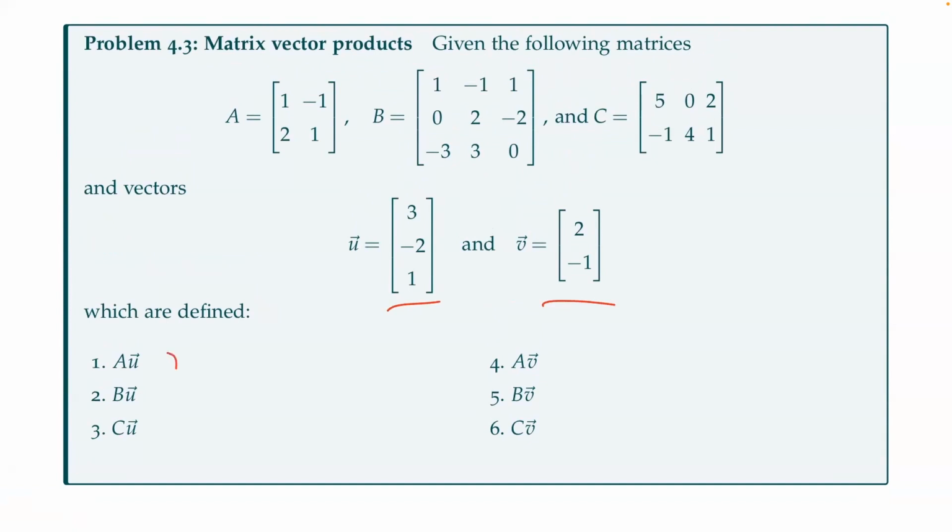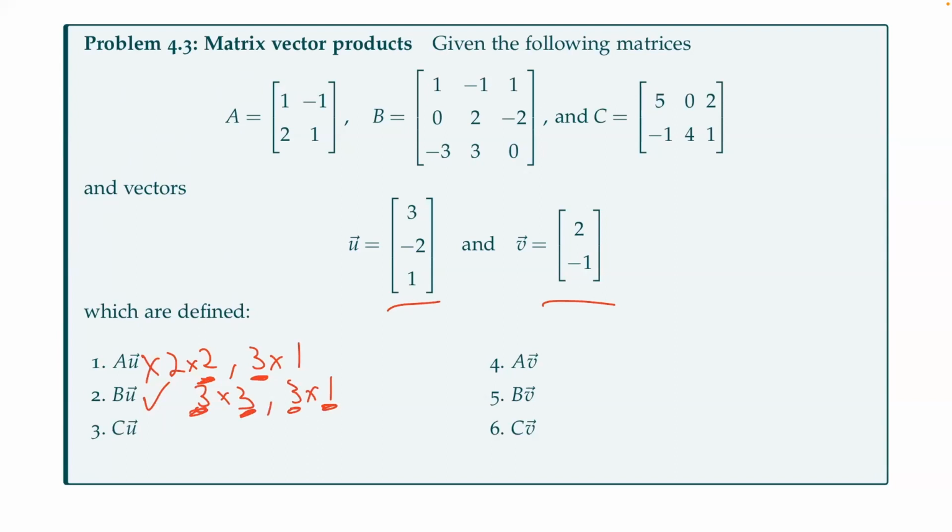Undefined, right, because A is 2 by 2 and U is 3 by 1. This number here does not match this number here, so the product is not defined. B times U, defined, yeah. We've got a 3 by 3 and a 3 by 1. These two things match. Can anyone tell me what the size of the output is going to be? 3 by 1, great. So we take this size and this size, and that gives us our output.